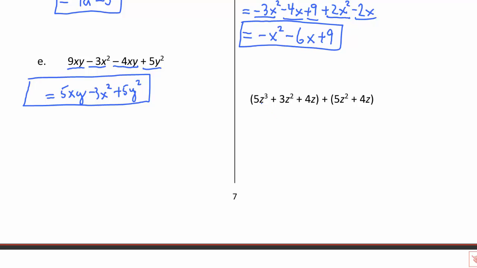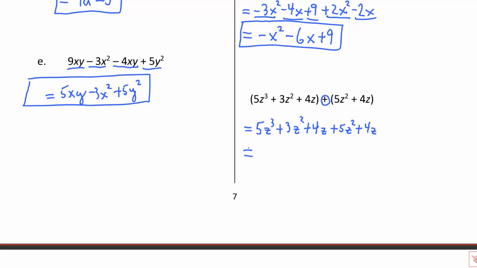And now the last one. 5z cubed plus 3z squared plus 4z plus 5z squared plus 4z. Again, what's the operation between the two? Addition, which means I don't need to change any signs. All I need to do is just pretty much drop the parentheses. So it gives me 5z cubed plus 3z squared plus 4z plus 5z squared plus 4z.